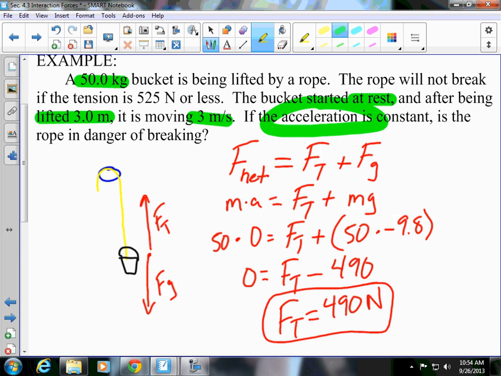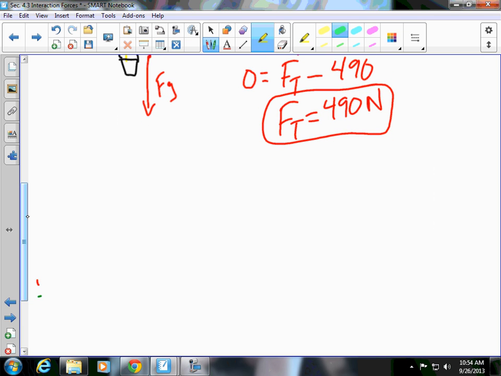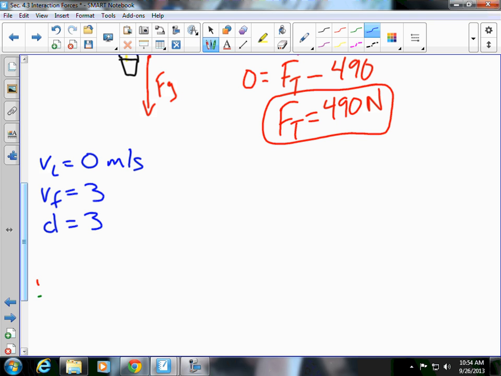So if we go down here, let's write down everything we just had. We knew our Vi was 0. We know our Vf was 3. We know our d was 3. And we are trying to solve for acceleration.